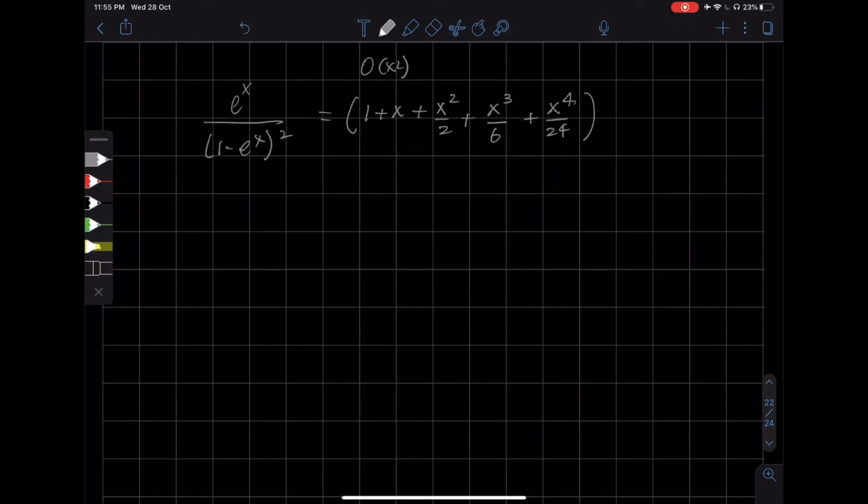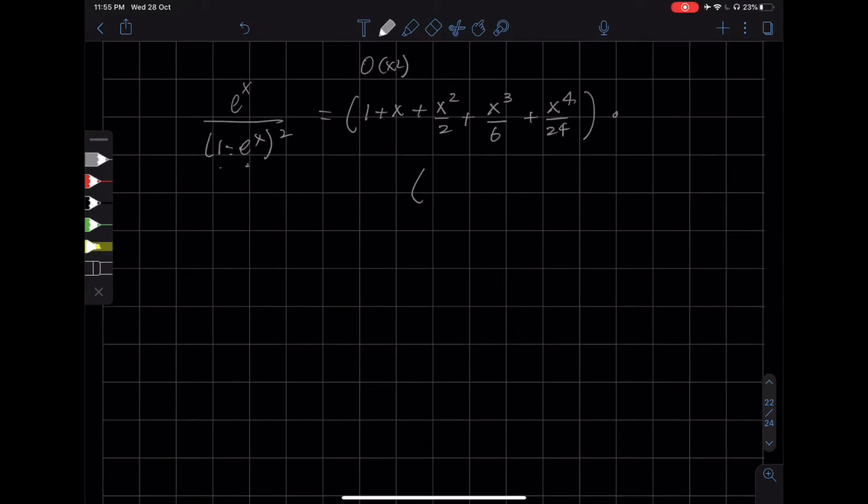And then the denominator is, if we expand the e to the power x, the first, the leading term, will cancel this 1. And the minus can be absorbed in the square. So we can write this as x plus x squared by 2 plus x cubed by 6 plus x^4 by 24 to the power minus 2.